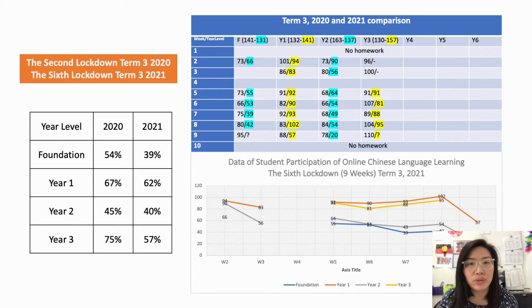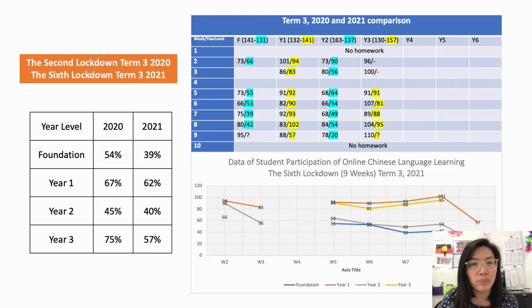In 2021, we experienced a few lockdowns, but the major one happened in term 3, similar to term 3 in 2020. This time we had a 9 weeks lockdown. I collected all this data and made a comparison between 2021 and 2020 students' participation rates in their online Chinese learning. When you look at the table, all the highlighted numbers are from 2021.